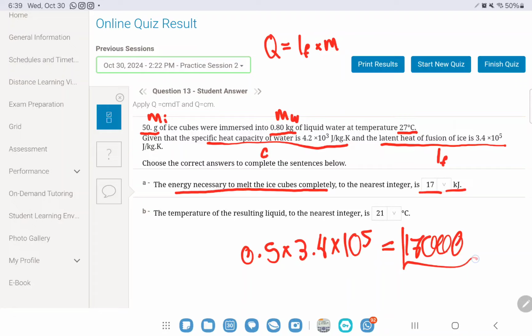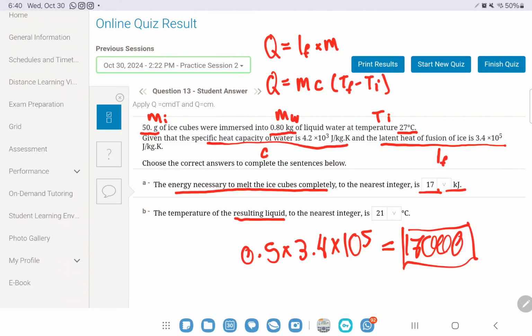Now, personally, I'd keep the 17,000 aside because we need it for part B. Since we know this is our heat, this is our Q, right? Q for the same system is the same. So now we need to find the temperature of the resulting liquid. Some people are gonna say, oh, they gave it to us, it's 27. No, it's not. Do you want the resulting liquid? If you want resulting liquid, this means this is temperature initial. And our equation is Q equals MC delta T, which means temperature final minus temperature initial.